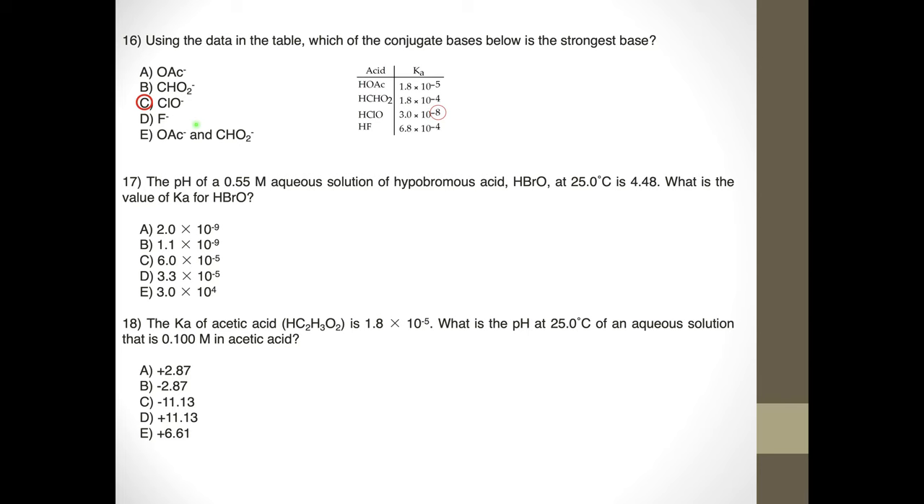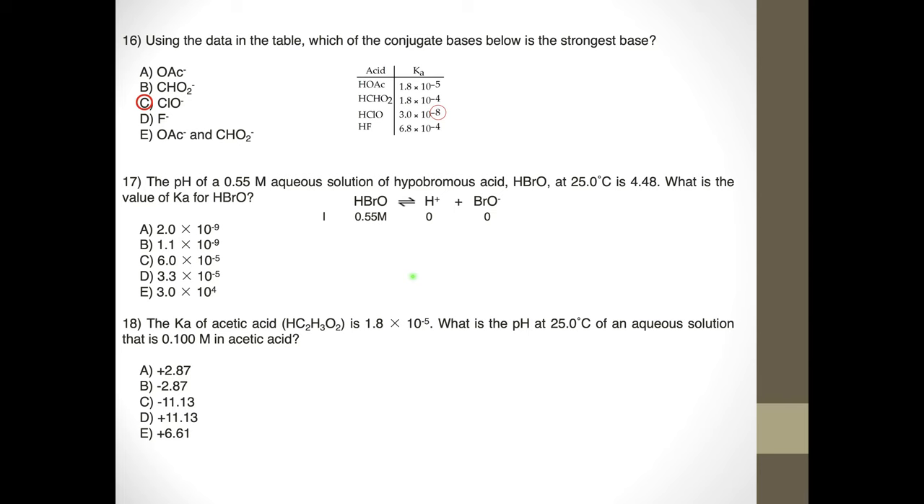Number 17, the pH of a 0.55 molar aqueous solution of hypobromous acid, HBrO, at 25 degrees is 4.48. What is the Ka value of HBrO? The first thing we should do is draw the equilibrium for HBrO. We have HBrO going to H⁺ and BrO⁻. The initial concentration is 0.55 for the acid and zero for the ions.